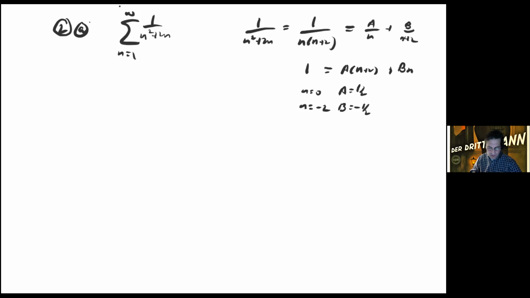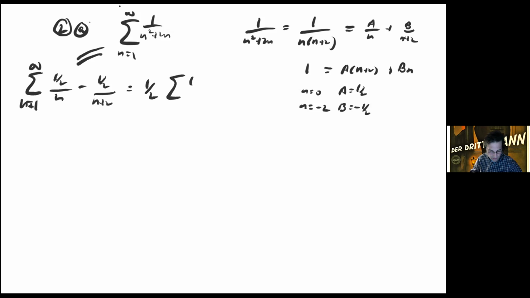So therefore, we know now that this series is equal to the sum, n goes from 1 to infinity of 1/2 over n minus 1/2 over n plus 2. I prefer to write this as 1/2, I'll bring it out of the sum, times 1 over n minus 1 over n plus 2, where n goes from 1 to infinity.